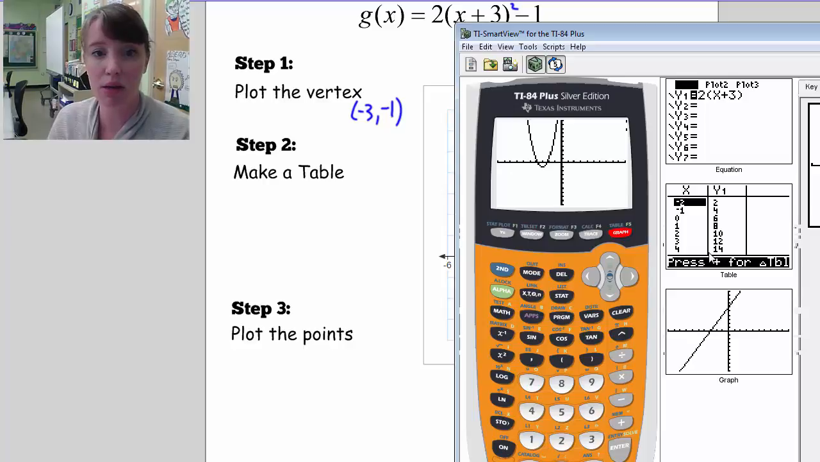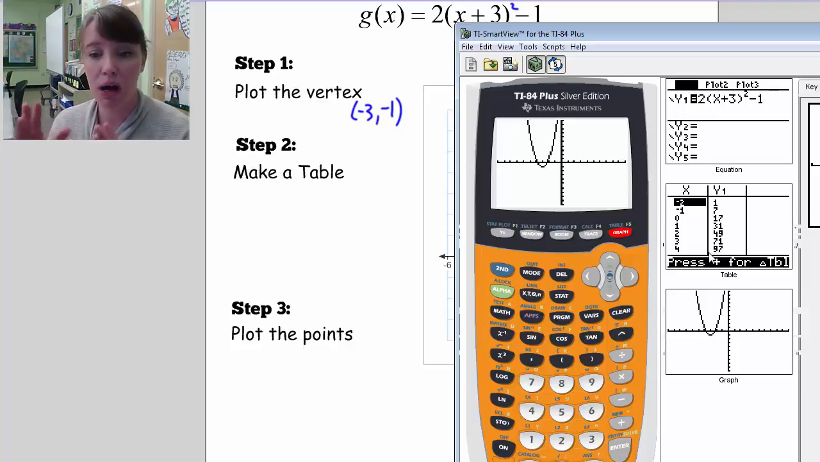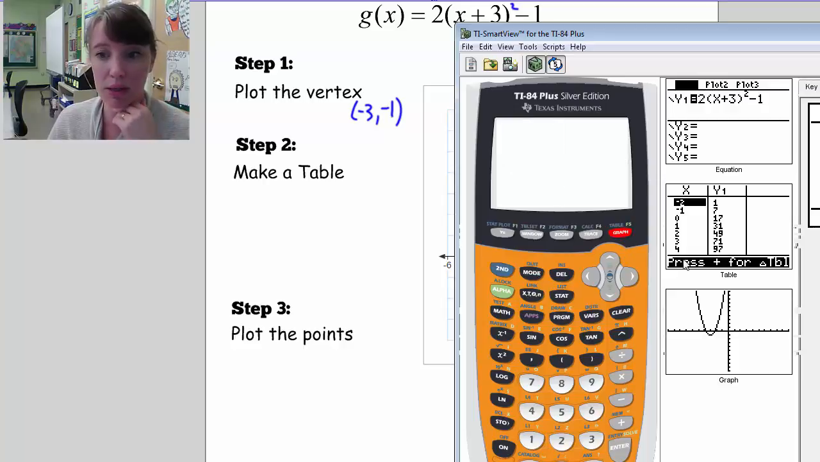We'll see again the bowl is at -3, or the vertex at -3, -1. The bowl opens upward because the a value is positive, and it's been narrowed because 2 is greater than 1. Okay, so let's go to our table here to get some points.